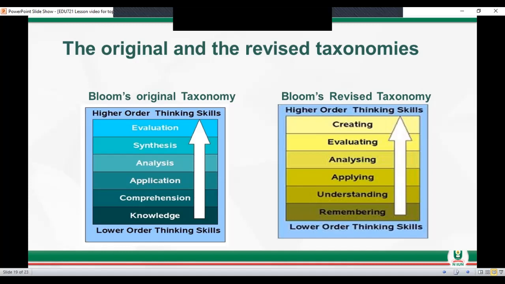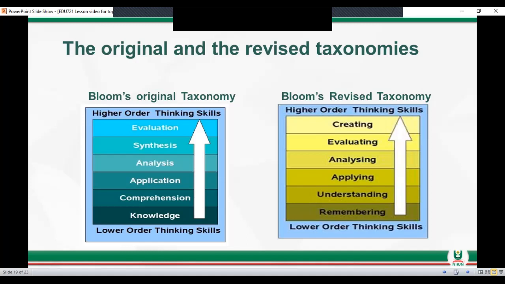Because this is a diagram, knowledge, remember, was the first one we considered. Comprehension, we said they are the lower order thinking skills. So an arrow is used to show the direction of the hierarchy from lower order to higher order thinking skills. The one on the left-hand side reflects Bloom's original taxonomy, and the one on the right-hand side reflects the revised taxonomy.